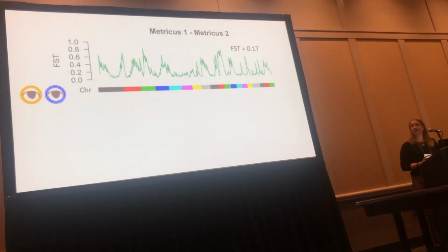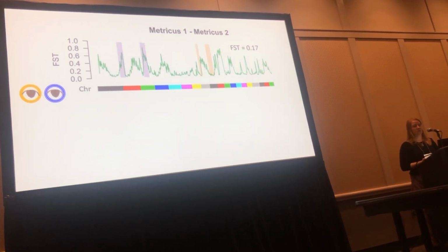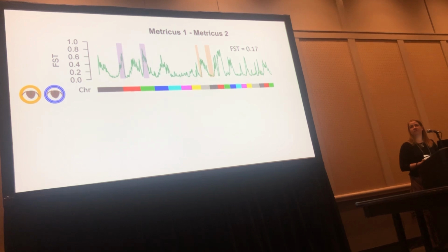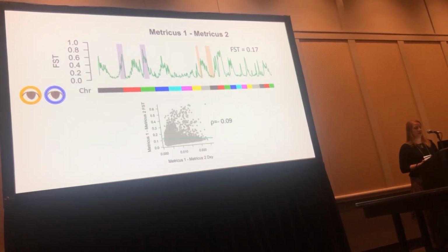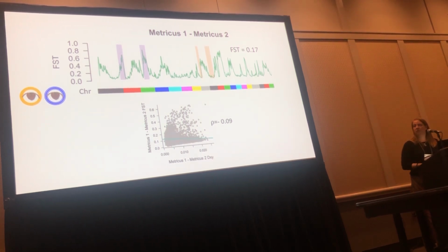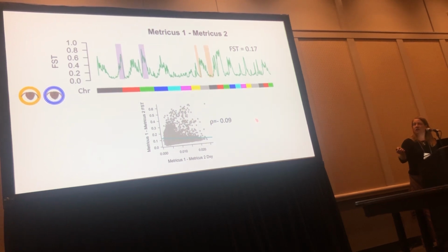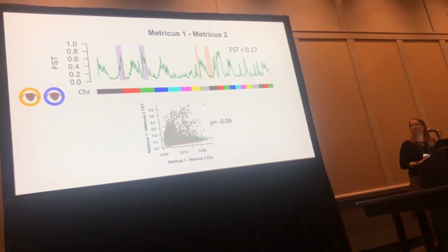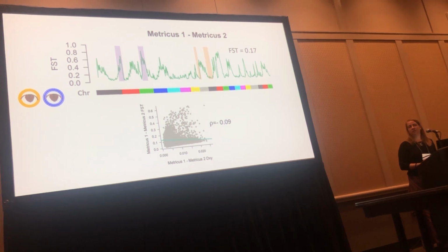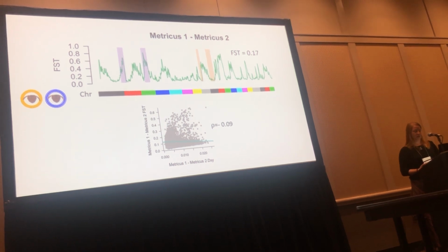Doing similar things, if we do an FST scan between metricus 1 and 2, we find the same high and low divergence regions. But we actually see a very different DXY plot, with almost no correlation between FST and DXY, and some regions that definitely have shared FST outliers and shared DXY outliers, suggesting that maybe different processes are driving divergence in this group than divergence in the older clades.